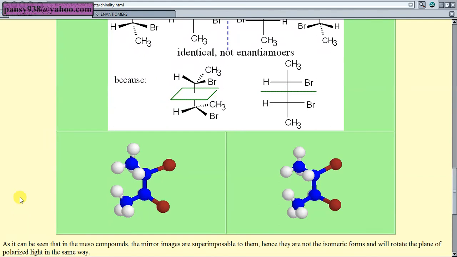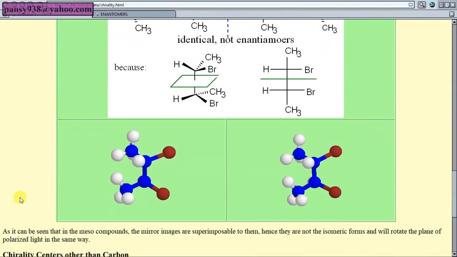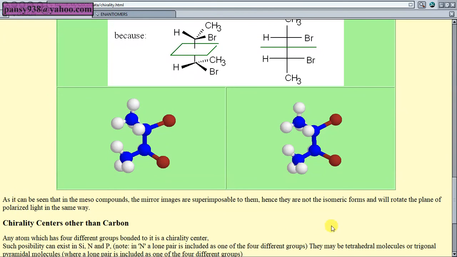Moreover, the practical data also shows that when polarized light is treated with them, they do not have different rotation and rotate the plane of polarized light in the same way, which also confirms that they are the same compound.